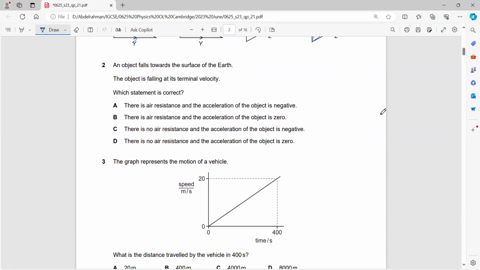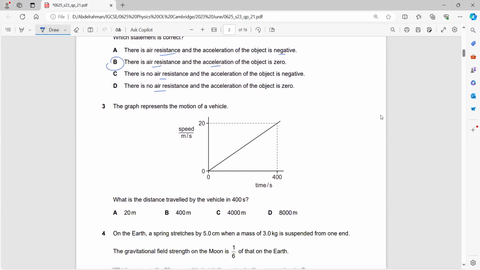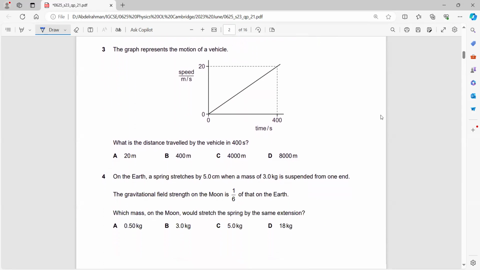An object falls towards the surface of the Earth. The object is falling at a terminal velocity. What do I mean by terminal velocity? Constant speed. When do we reach a constant speed? When the air resistance and the weight are equal. So: there is no air resistance, there is air resistance and the acceleration of the object is negative, or there is air resistance and the acceleration of the object is zero. Yes, the acceleration has to be definitely zero because it's moving at constant speed.